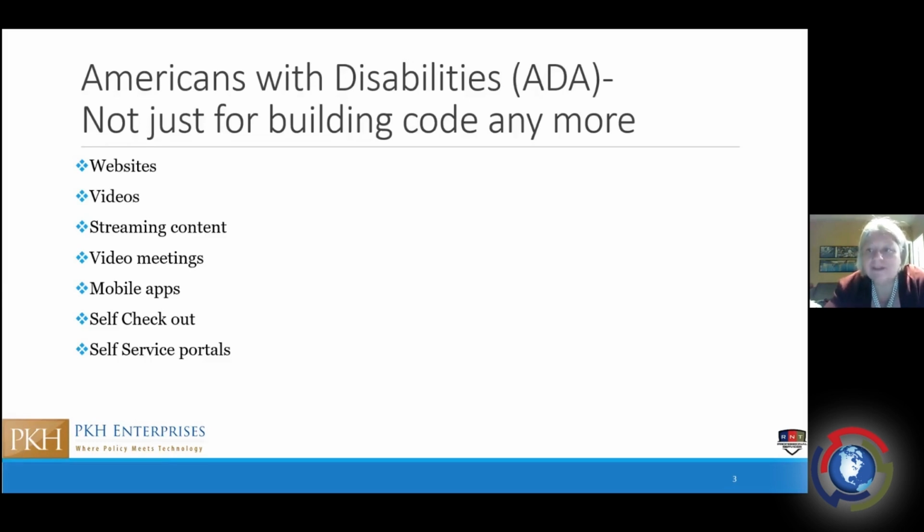Mobile apps. If you're interacting with people on mobile apps, think about what the disability issues are in the mobile apps. Self-checkout. How many people go to the store and get to do the work to check yourself out? More and more that is the truth, and the ability to use those machines matters. And then last, any kind of self-service portal.